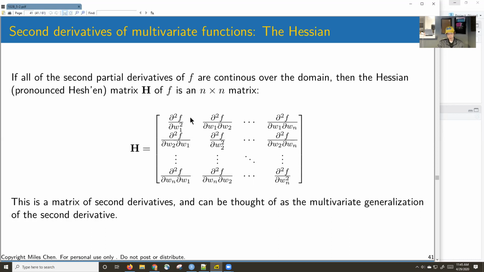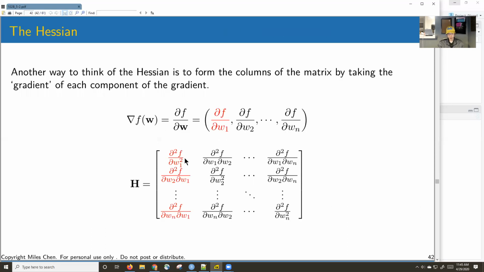If we take a look at each column in here, it's going to look something like this. The gradient is the derivative of the function with respect to w1, and then the derivative of the function with respect to w2, all the way to the partial of f with respect to wn. And then the Hessian is going to be the second derivative with respect to w1.